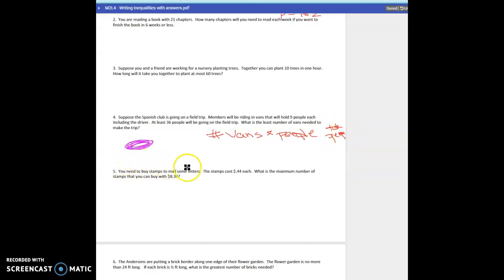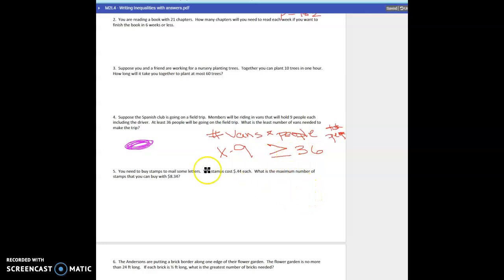Okay, so it says what is the least number of vans? So I don't know how many vans we have, and then each van holds 9 people, and then they want at least 36 total. So that means 36 is the smallest, so you're going to put the small part by that 36, and we can also equal it.